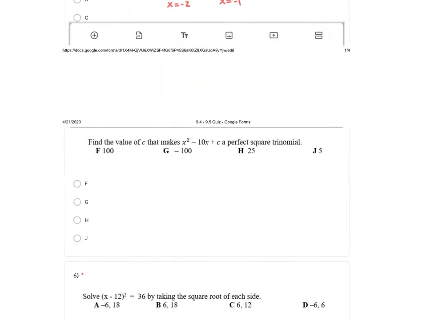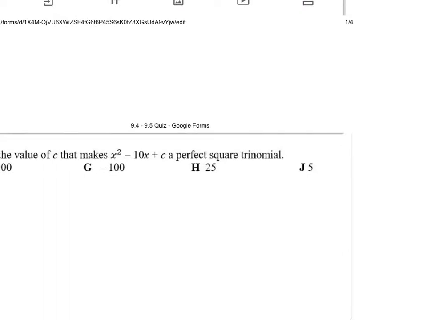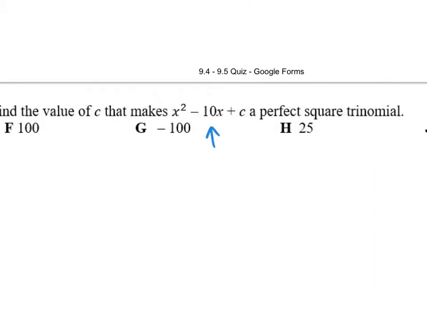Question 5, I got moved over here. Find the value of c that makes this a perfect square trinomial. So this is shifting gears out of factoring and into completing the square. And the whole purpose of completing the square was to get this piece right here ready so that it can factor to the same thing twice. Right? And the way we did that was we had a formula. It was b divided by 2, and then we'd square it to find that c value.